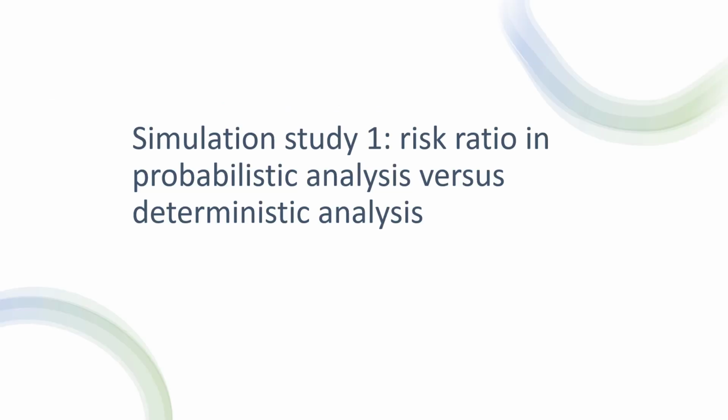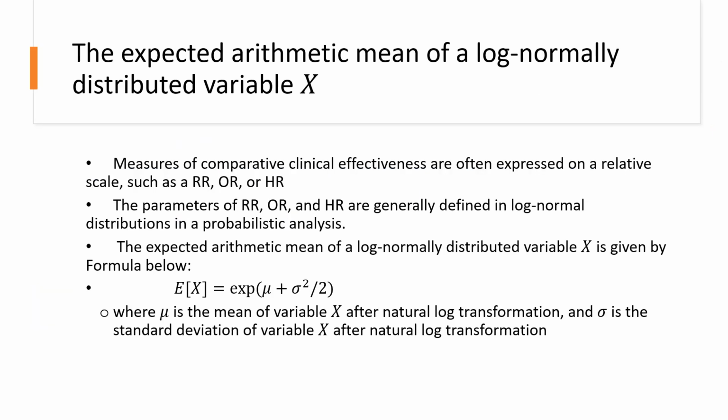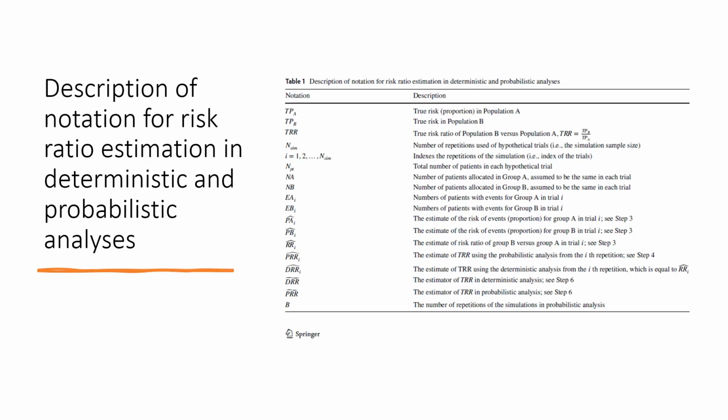Simulation Study 1 evaluates biases associated with using risk ratio as the effect measure in probabilistic versus deterministic analysis. Measures of comparative clinical effectiveness are often expressed on a relative scale, such as a risk ratio, odds ratio, or hazard ratio. These measures are generally defined in log normal distributions in a probabilistic analysis. Here is the formula of the expected value for the log normal distribution data. We compared the bias of risk ratio in probabilistic versus deterministic analysis.